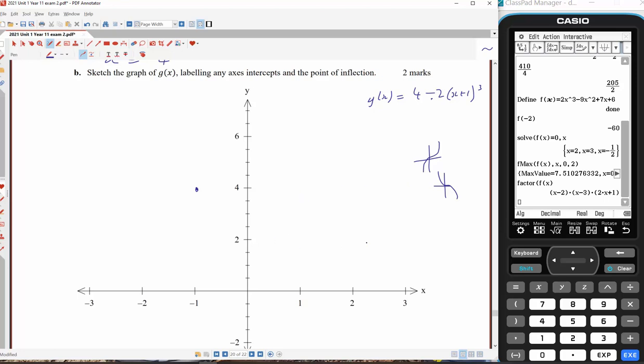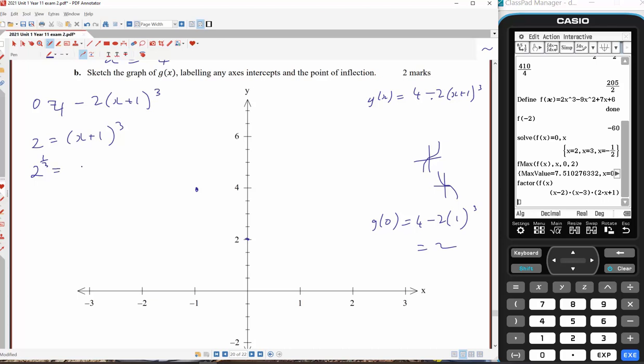x-intercept and y-intercept. It's going to have one x-intercept, one y-intercept. So we'll do the y-intercept, 4 take away 2, 1 cubed is 2. So there is the y-intercept. So it's going to come down through there and go through somewhere there. So let's get the x-intercept. When g of x is equal to 0, 4 take away 2, x plus 1 cubed. Negative 4 over negative 2 is 2.